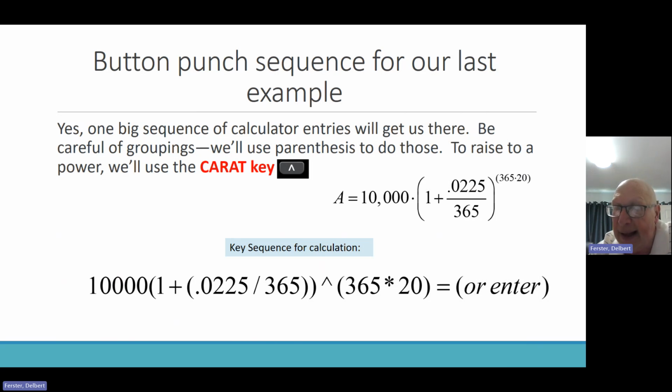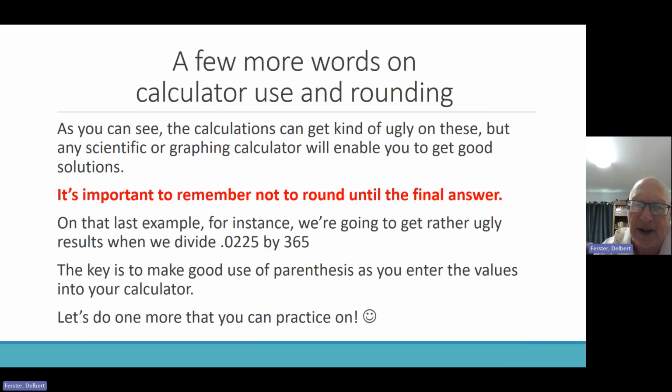The significant play is the grouping. So we need one set of groups for the entire 1 plus the ugly fraction. We also want to group the fraction. So you'll see that we've got nested parentheses going on. We're using a caret to raise to a power, and it's important that you get the 365 times 20 inside a parenthesis set. If you had taken the time to actually multiply those numbers, you could have simply entered that number instead of the parenthesis 365 times 20. You're either going to hit equals or enter at the end of this singing and dancing, and that will find for you the future value of that $10,000 investment.